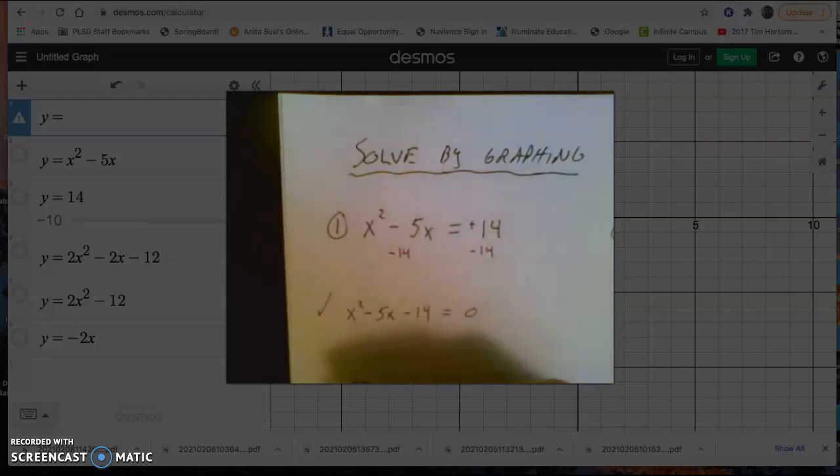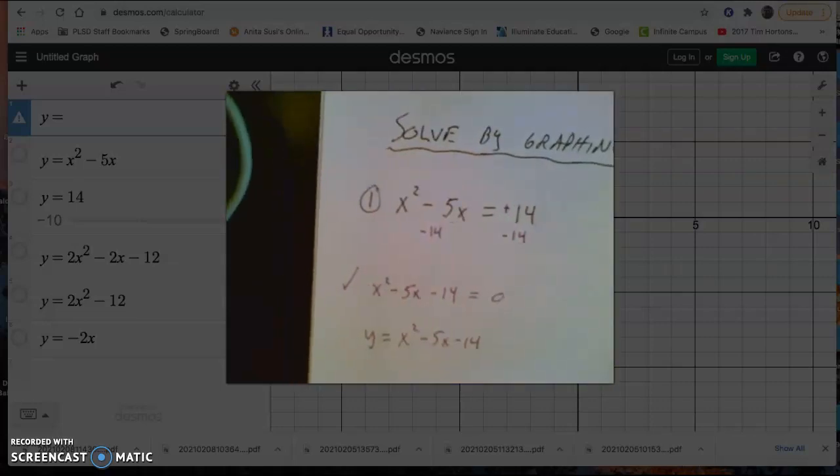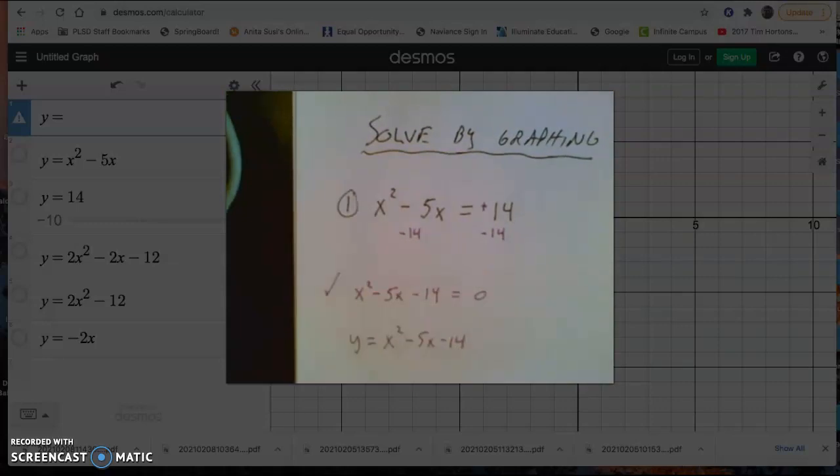Now I'm going to go to Desmos, and I'm going to graph this thing. I'm going to graph y equals x squared minus 5x minus 14. As soon as I put this graph into Desmos, I'm going to look for the x-intercepts, and I'm going to have the answer to my equation.